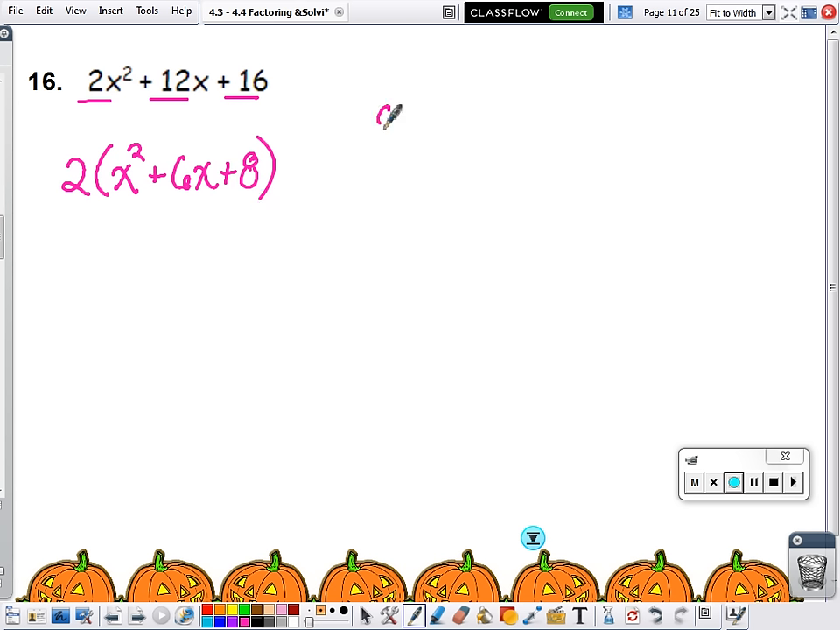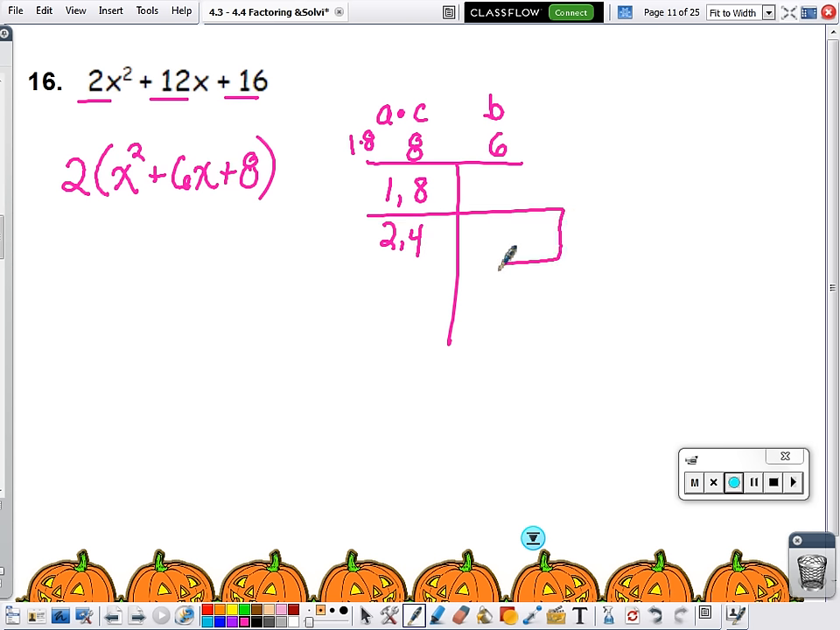I'm going to use my a times c and my b. A times c is 1 times 8. My b here is 6. So I have to think of numbers that I can multiply together to get 8. It's 1 and 8, 2 and 4. That is it. I have to look to see which one will give me 6. That is 2 and 4. Both of them would need to be positive.